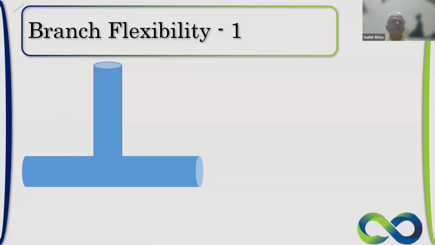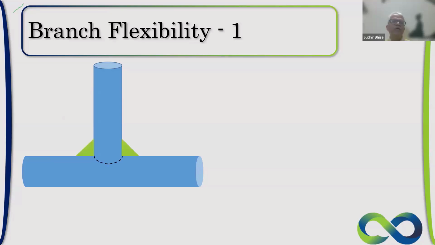Okay, so coming to the next fitting, which is a branch. We saw the piping, we saw the elbow. Now, the next higher number of fittings are branches. We have several branch fittings. For example, let us see the first branch.